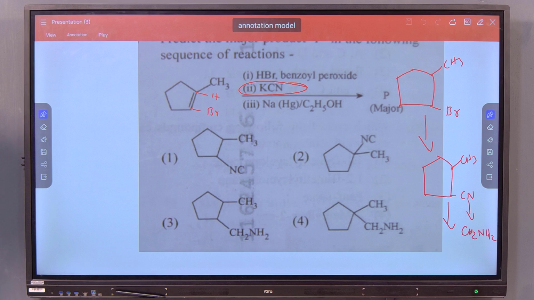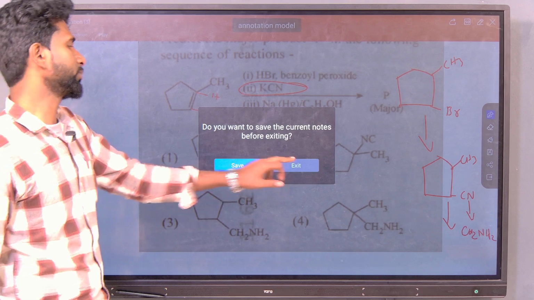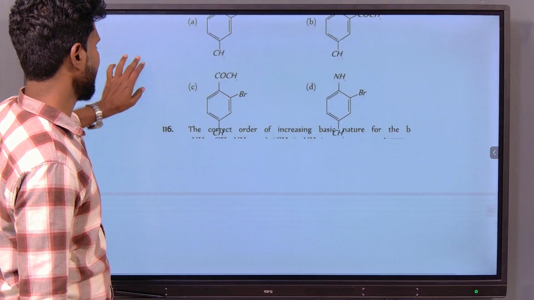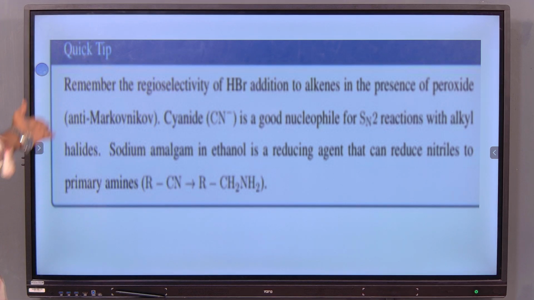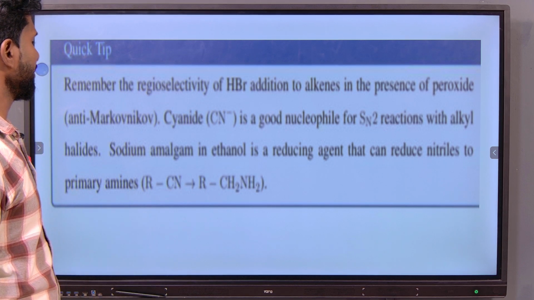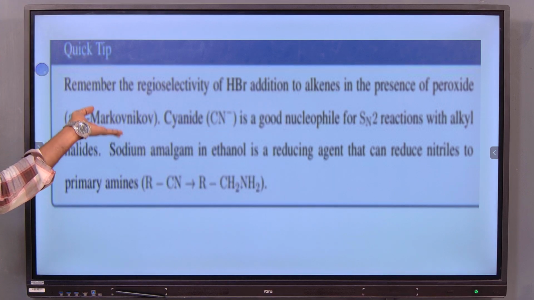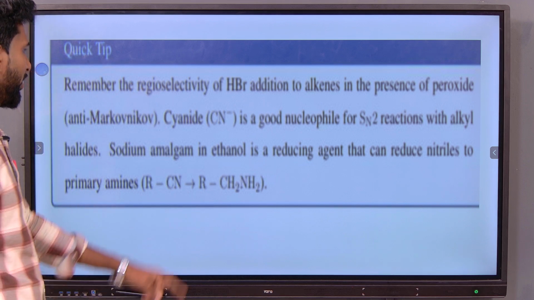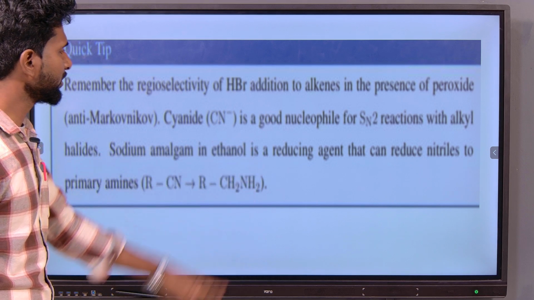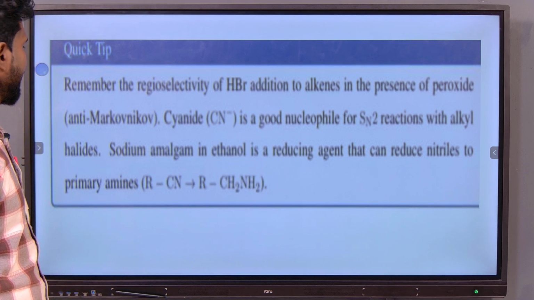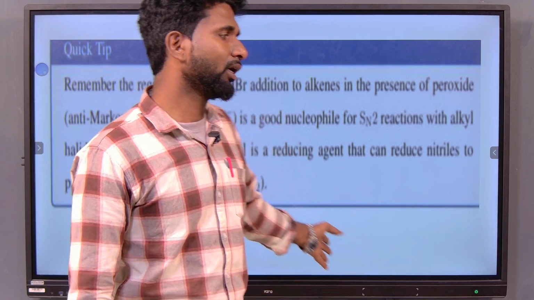Very simple. This one and the previous question were asked this year. Understand? Then quick tips: how can we remember this? Remember the regioselectivity of HBr addition to an alkene in the presence of peroxide is anti-Markovnikov. We get the anti-Markovnikov product, followed by CN, a good nucleophile, in an SN2 reaction with alkyl halides. Sodium amalgam in ethanol is a reducing agent that can reduce alkyl nitriles to primary amines. These are about this year's 2025 question.